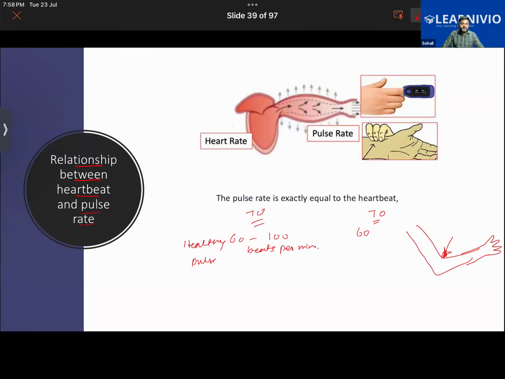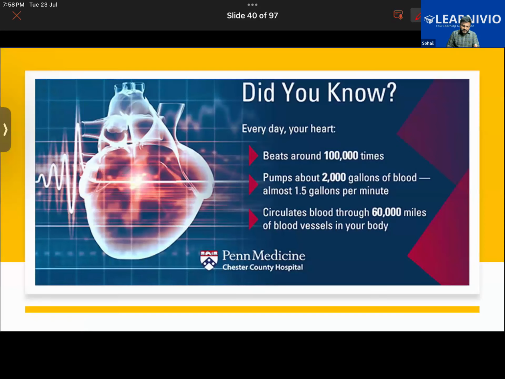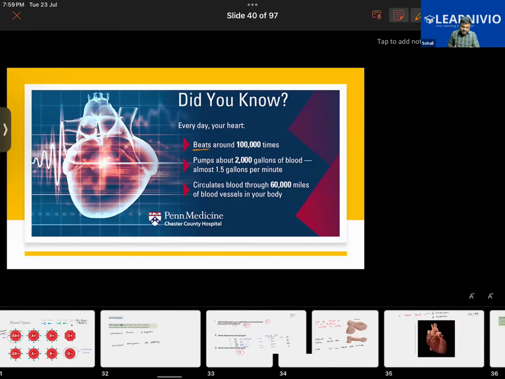Okay. Have you guys learned about the relationship between heartbeat and pulse rate? Yes. So pulse rate and heartbeat have a close relation, as we have studied that it would be basically the same. Okay. Now there are some important facts about the human heart. Like every day your heart would be beating about how many times? About 1 lakh times. So what do we mean by one heartbeat? One heartbeat means one contraction and expansion of the heart. That is called a heartbeat.